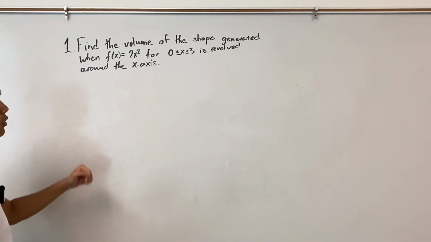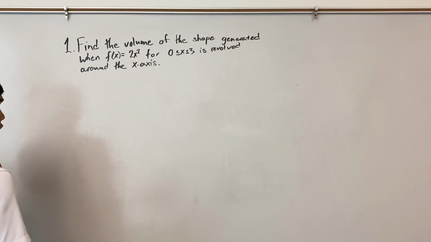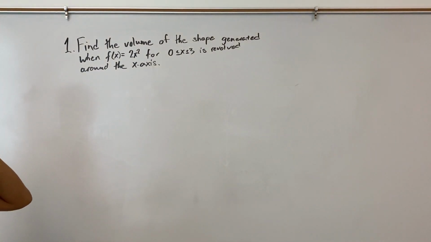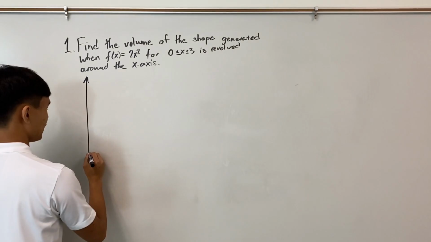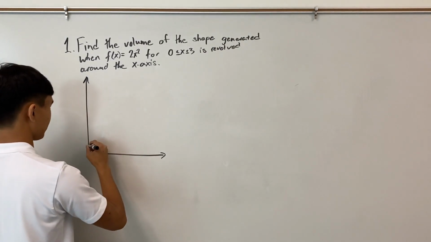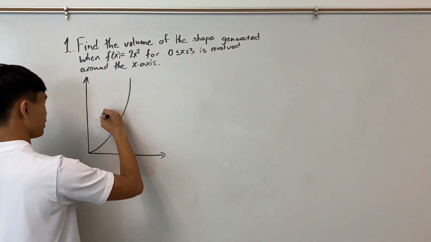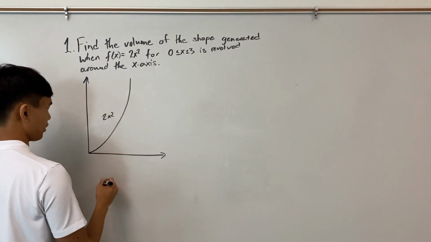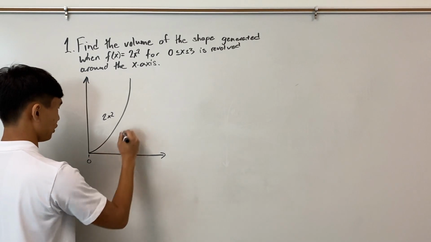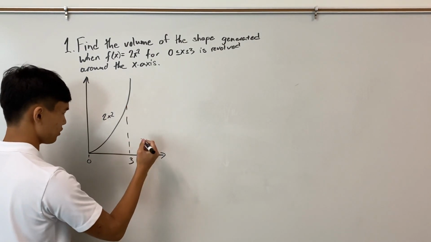Our first problem says we're going to find the volume of the shape that's generated when 2x squared between 0 and 3 is revolved around the x-axis. Let's first draw what this looks like. So here's 2x squared. I'm going to call this from 0 to 3.